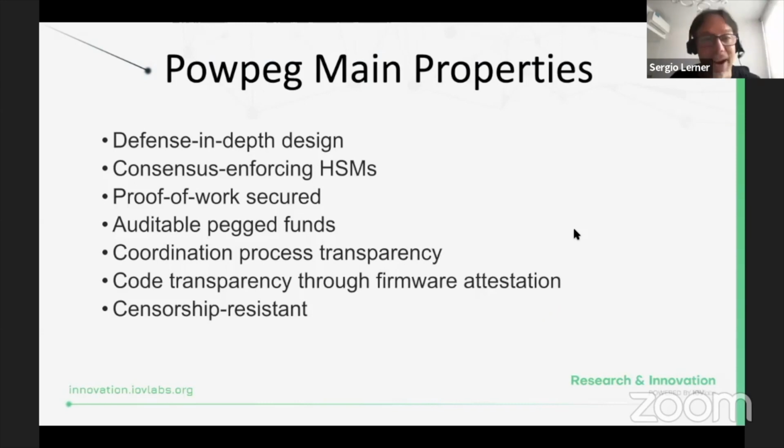So to summarize about this PowPeg system, it has a defensive design. So even if one of the devices or one of the layers fails, there is always another layer that is protecting that layer.